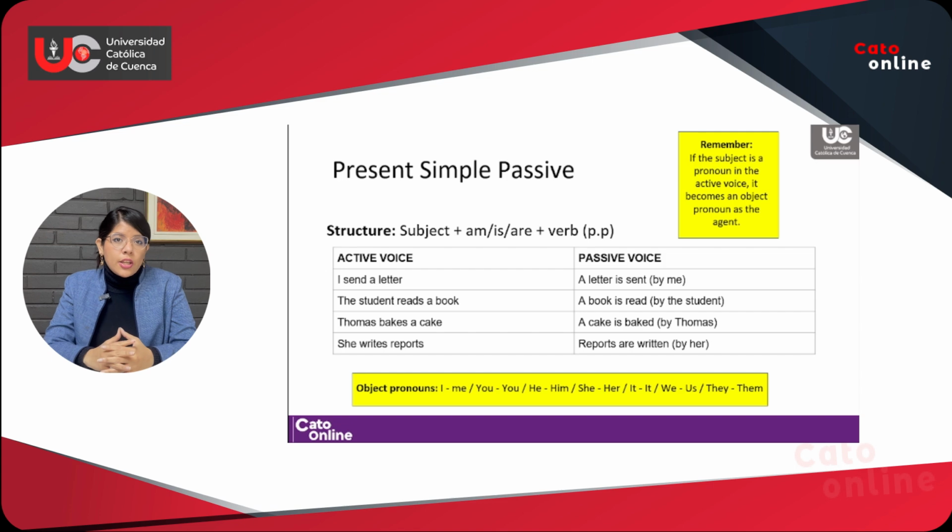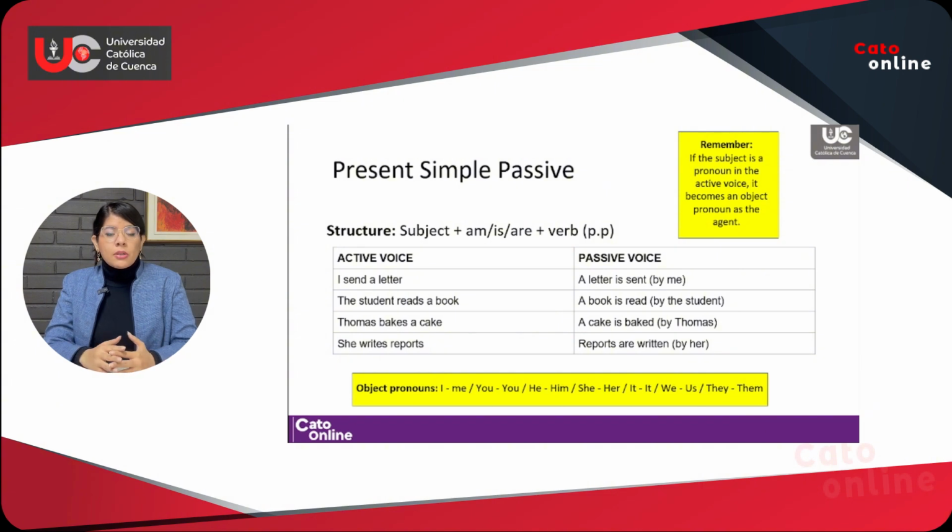Two things that I want you to notice here is that when you want to include the agent at the end of the sentence, if this agent used to be a subject like you, he, she, we, they, please remember that in that case, it's going to become an object pronoun at the end of the sentence, after by. So let's take a look at the fourth example. She writes reports. When it changes to passive voice, we don't say reports are written by she. We have to use the object pronoun. And then we say reports are written by her.